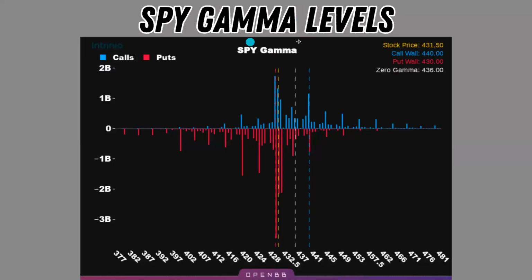So we've got our gamma levels here for the SPY. The call wall is going to be here at 440, and then the put wall is going to be at 430, and then your zero gamma is going to be right there at 436.